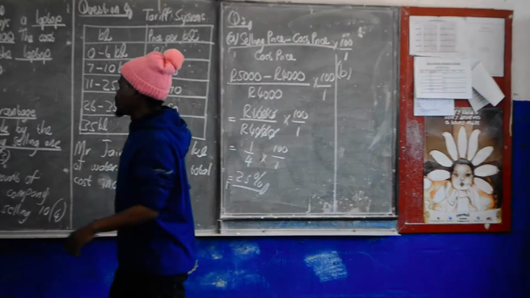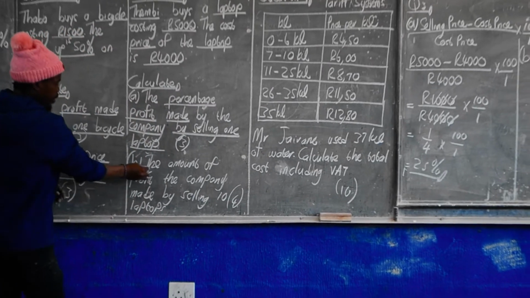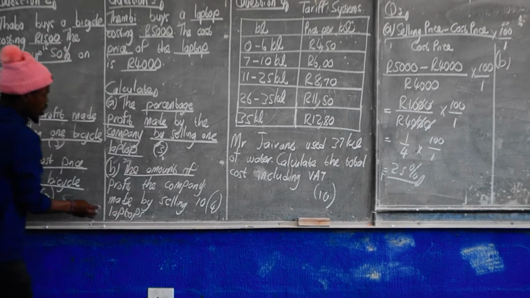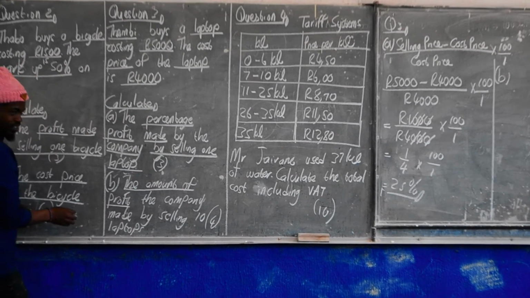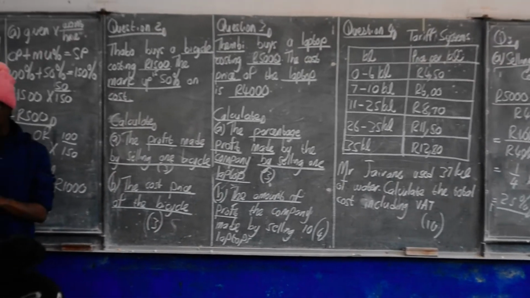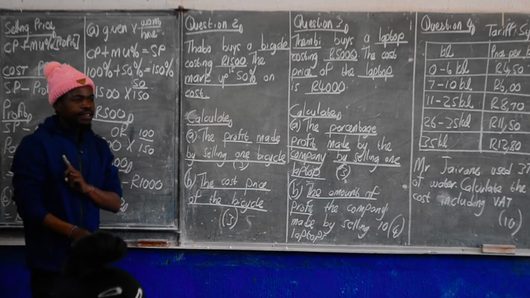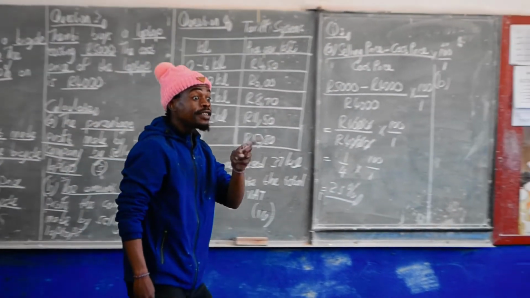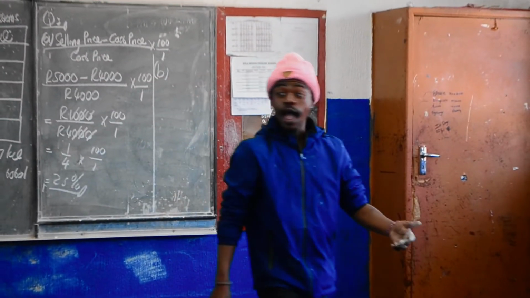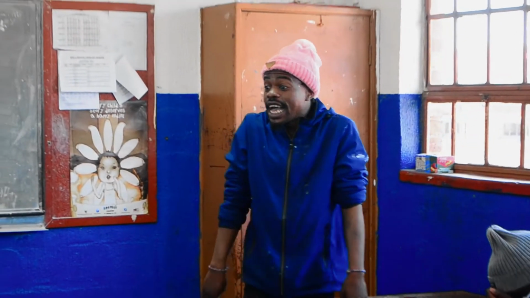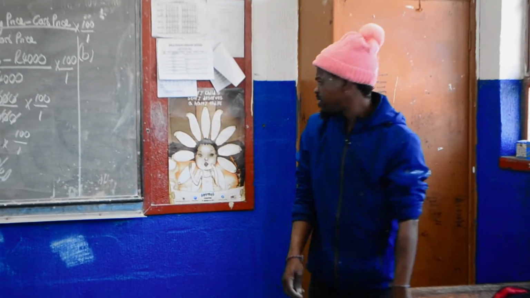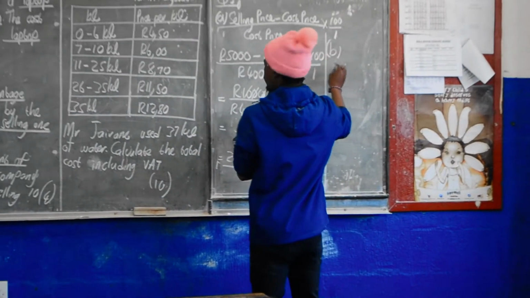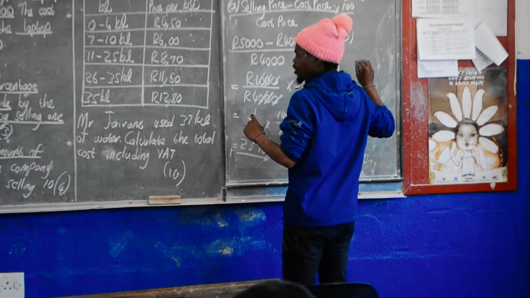What should I determine with B? The amount of profit, right? What should I determine there? The amount of profit the company made by selling how many bicycles? 10 bicycles. So now, how do I determine the profit?